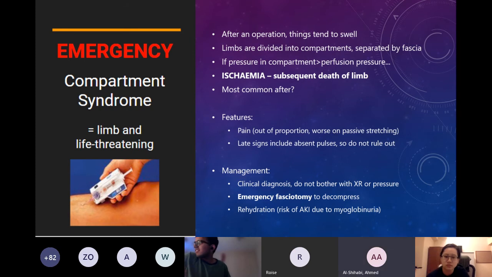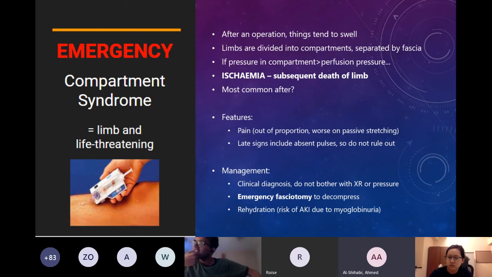Perfect. Pain out of proportion is a big one. So people are in excruciating pain, but you can't figure out a particular reason why. Is there swelling and erythema, but not usually the first signs. Analgesia is not working. Loss of pulses, yeah, good point. It's sometimes not there. In fact, a lot of the times it isn't. So you can't rule out compartment syndrome just because pulses are there.